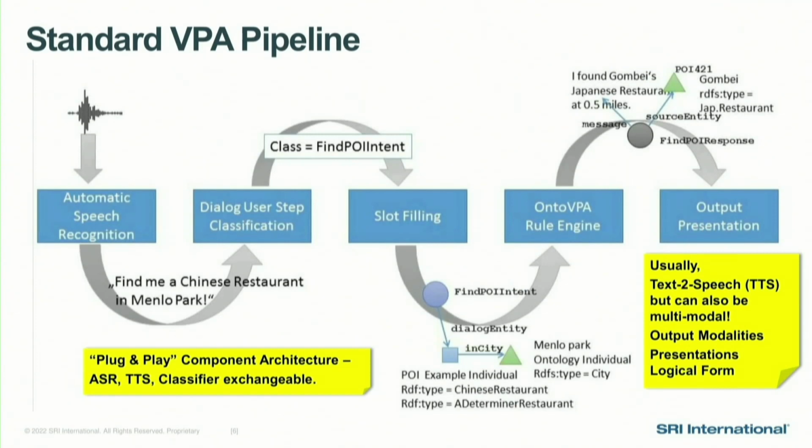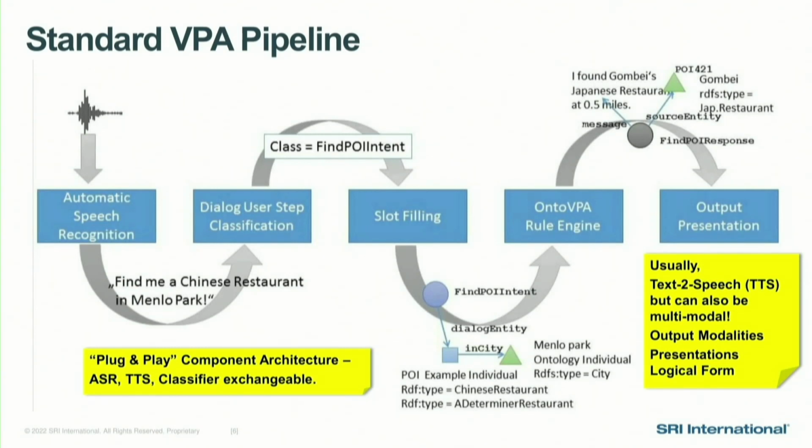The slot filler is then introspecting the definition of the find POI intent class and figures out which parts of the input should become slot values of the instantiated intent. This is the job of the ontology-based slot filler. The find POI intent class has a slot dialog entity, which is now instantiated with the Chinese restaurant instance, which again has a slot value for the in-city slot, which in turn is filled with the ontology instance Menlo Park. Menlo Park is a city instance from the domain model A box.